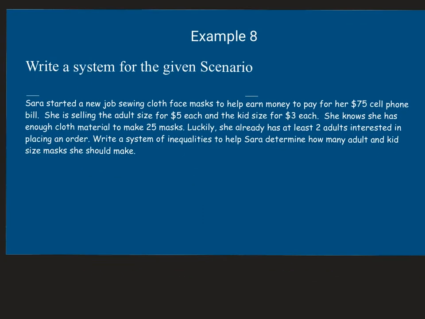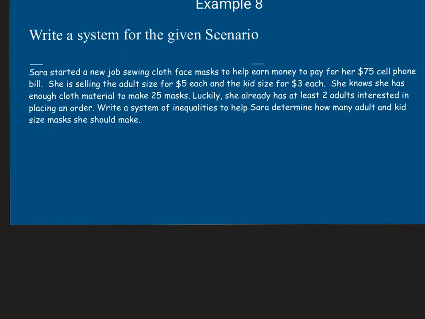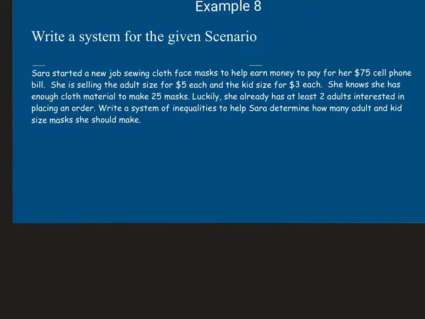We're going to go ahead and start with another word problem. Now we're going to work into word problems and translating into systems of inequalities, okay? So, Sarah started a new job sewing cloth face masks to help earn money to pay for her $75 cell phone bill. She is selling the adult size for $5 each and the kid size for $3 each. She knows she has enough cloth material to make 25 masks. Luckily, she already has at least 2 adults interested in placing an order. Write a system of inequalities to help Sarah determine how many adult and kid-size masks she should make.